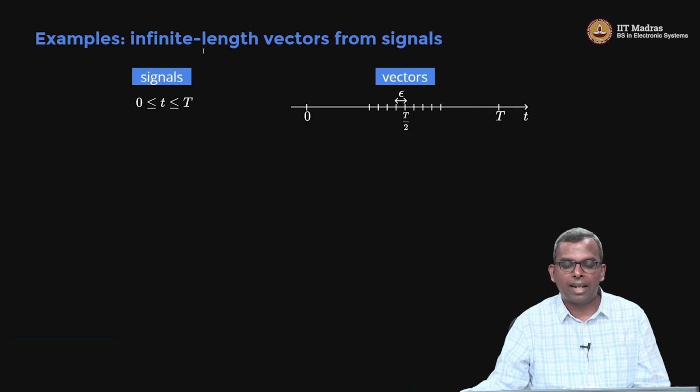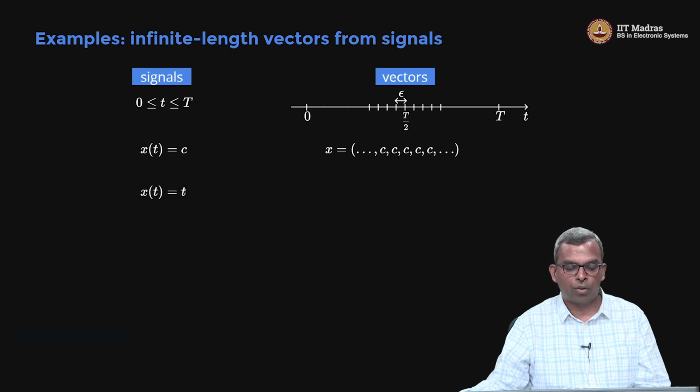Okay, here are some examples. So let's see if we can derive some infinite length vectors from signals. We have signals from 0 to T here, and I'm going to think of them as vectors by sampling these signals around T/2 at intervals of epsilon. And then I will send this epsilon to 0 to make it larger and larger in some sense, right? So you may have a constant signal, x(t) is some value C over this entire thing. And for this, you will get a constant sequence, C, C, C, C, C, always throughout. For every sample you take here, you'll get a C.